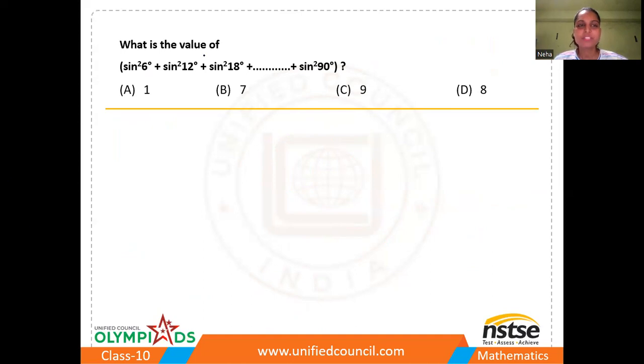The question is sin square 6 plus sin square 12 plus sin square 18 and so on. One thing I can see in this series is that all the numbers are multiples of 6. 6 times 2 is 12, 6 times 3 is 18, and then next and next. I don't know the value of sin 6 degree, sin 12 degree or sin 18 degree, but I know the value of sin 90 degree, which is equal to 1.